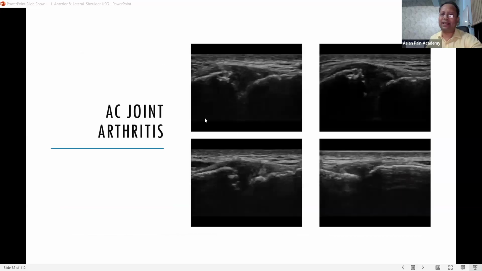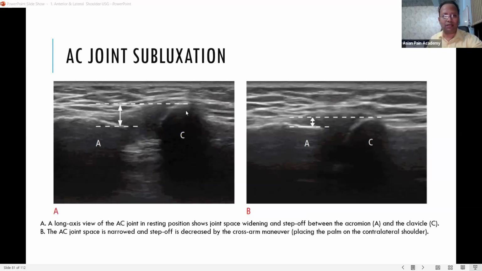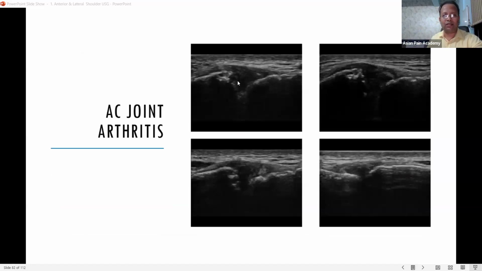Of course, when we are seeing the AC joint, we will always check whether arthritic changes are there or not. Here you can see the bony endings in acromion and clavicle, with a very nice, regular periosteal lining. But if arthritis is there, what will you see? You will see the osteophytes.